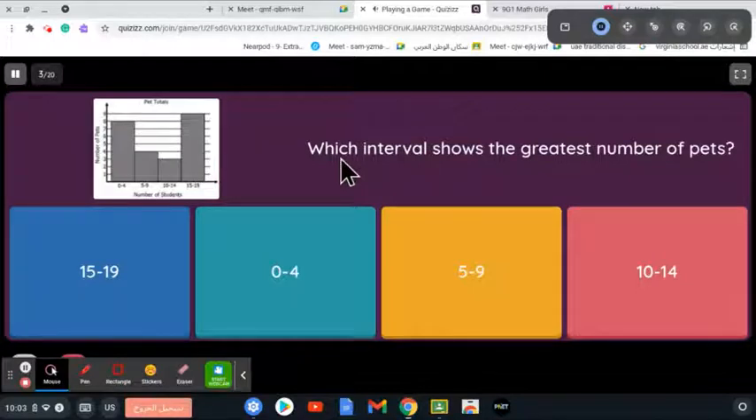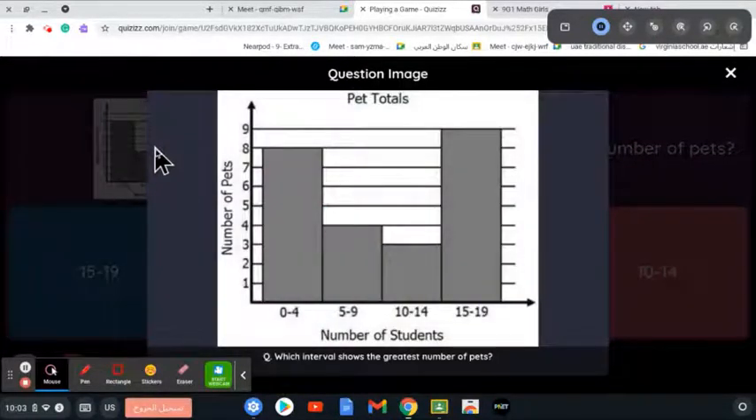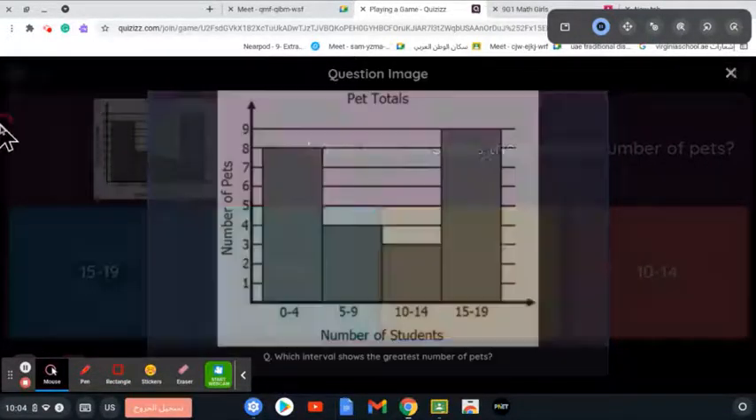Which interval shows the greatest number of threads? So we look here, number of students and number of threads, and we see that 15 to 19 were the greatest.